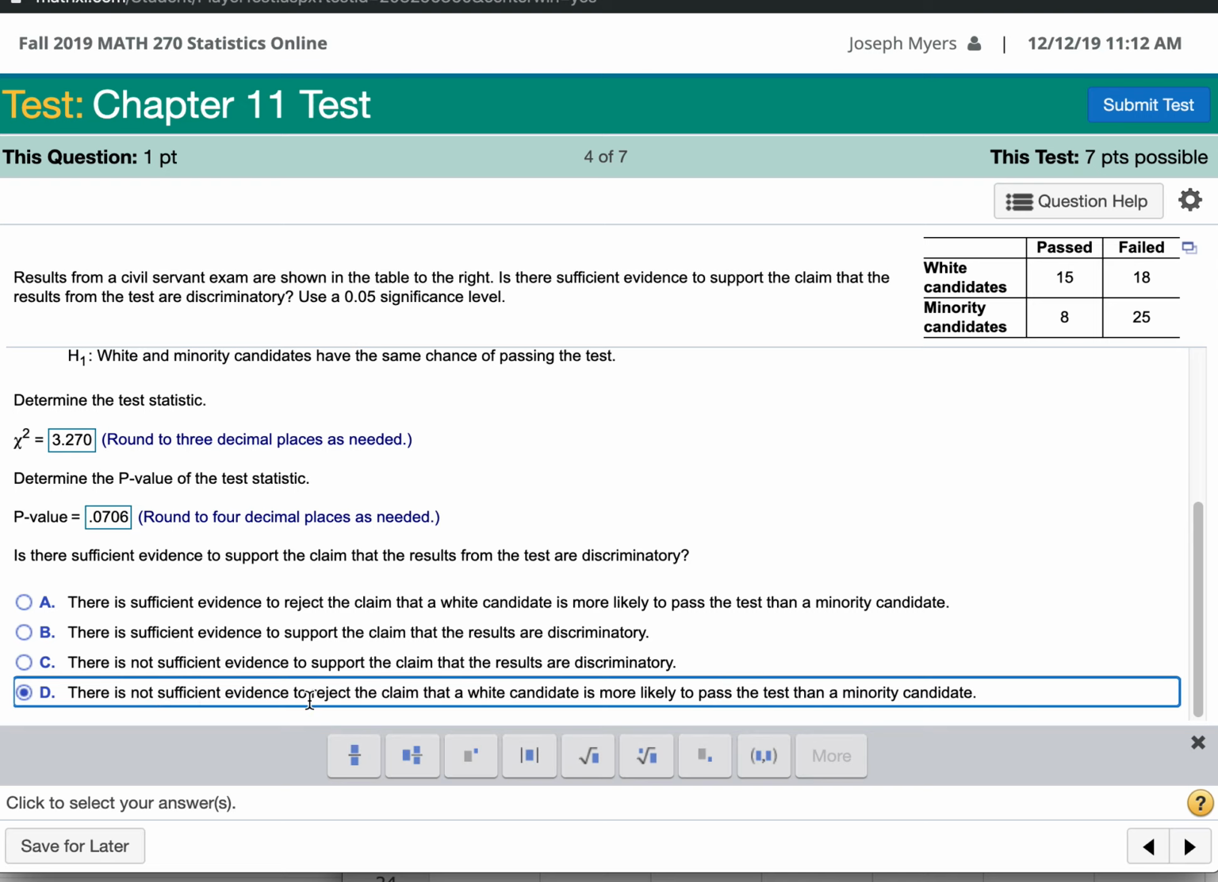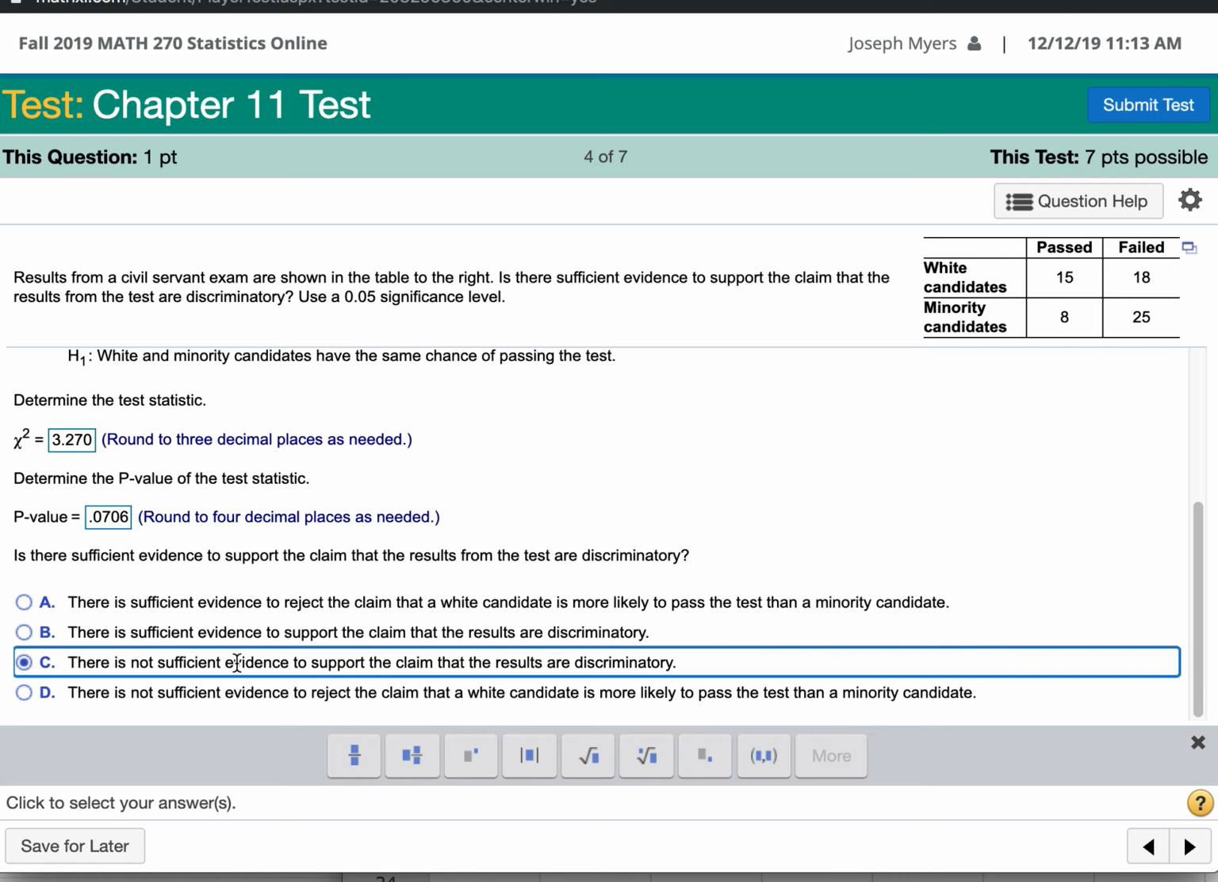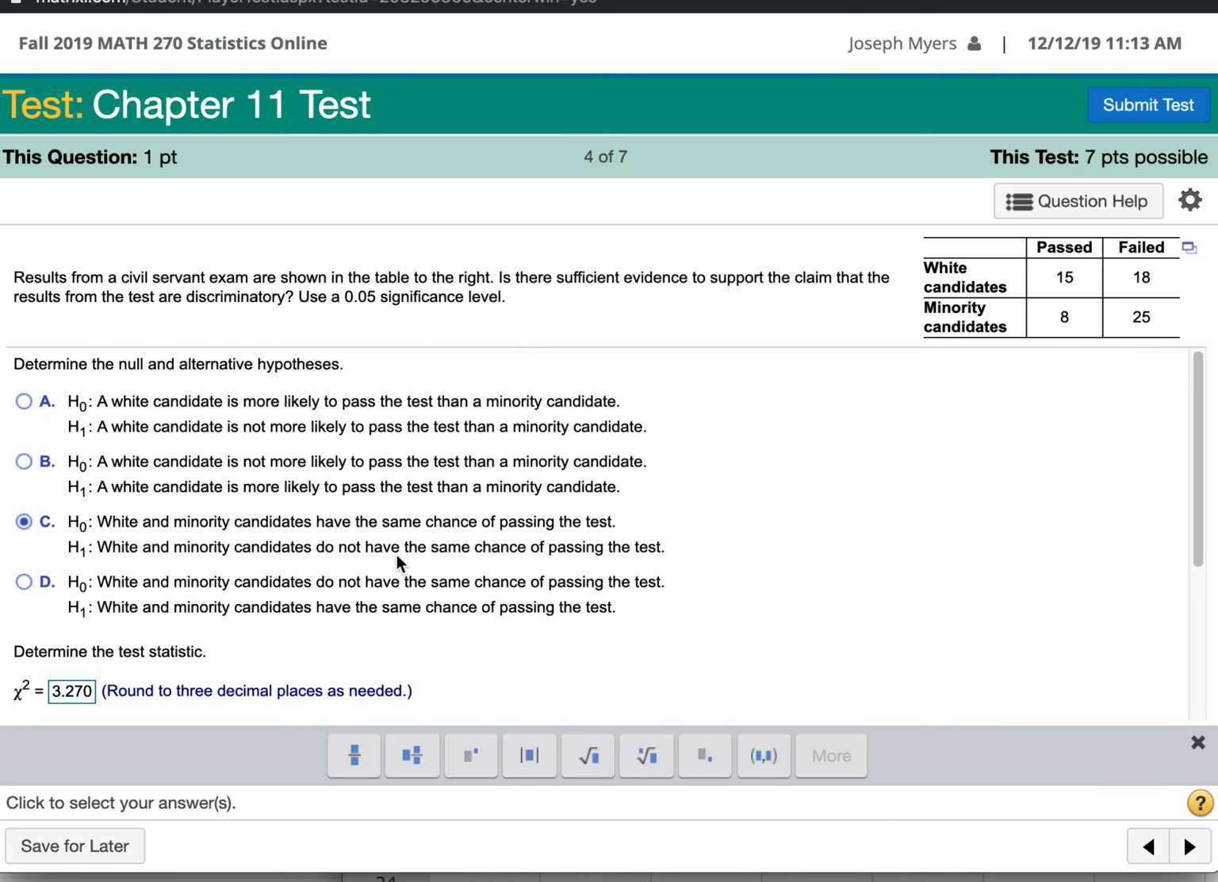There's not sufficient evidence to, well actually, this last one is worded wrong. There's not sufficient evidence to reject the null. The null is that they're the same probability of passing. So we would actually need to word that there's not sufficient evidence to support the claim that the results are discriminatory, which is the alternative hypothesis.